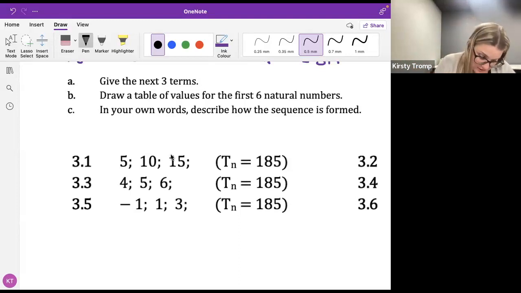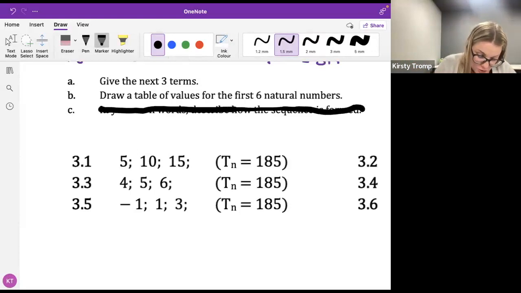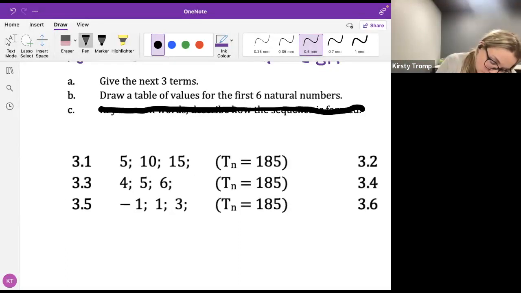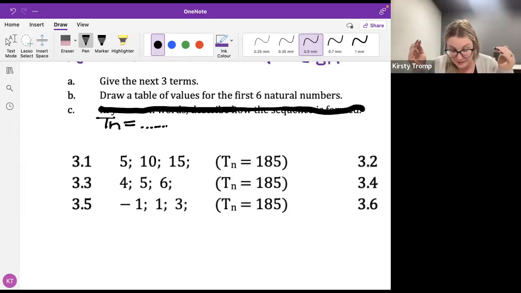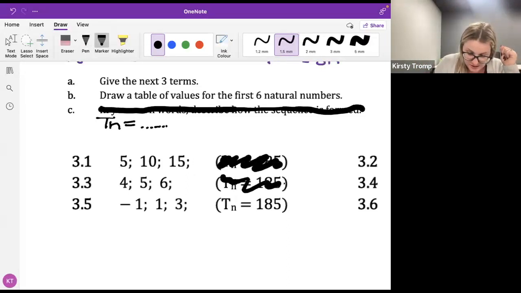We're not going to do this last one, because we are now in grade 8 and we practiced this on Monday. So you're not going to do it in your own words. What you're going to do is write TN equals, and give me the equation. Going over it again, you're going to give me the next three terms, draw me a table of values that has your six terms in it, and then give me the equation.